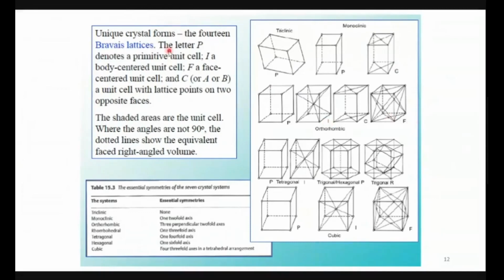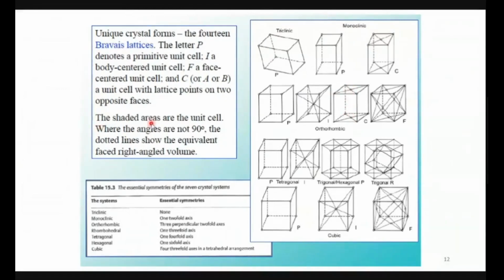The letter P denotes the primitive unit cell, I indicates a body-centered unit cell, F indicates a face-centered unit cell, and C a unit cell with lattice points on two opposite faces. When we say lattice points, it means atoms like this. See, this is the face of the crystal. There is one point over here and one point over here. It is on the face.